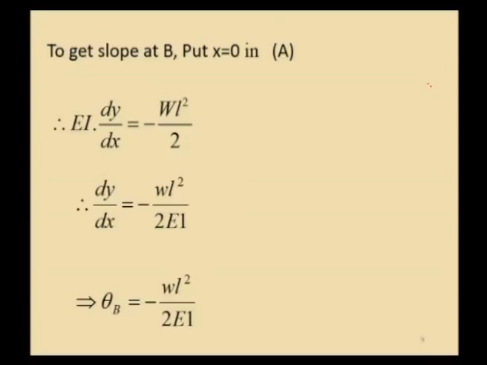Now, let us find the slope and deflection at the free end. So, to get slope at the free end B, we need to put x equal to 0 in the slope equation. By substituting we get E I dy by dx equal to minus W L squared by 2. Therefore, dy by dx equal to minus W L squared by 2 E I. dy by dx can also be represented as theta, which is nothing but slope, so theta at B, that is slope at B, equal to minus W L squared by 2 E I. So, this will give you the slope at the free end.